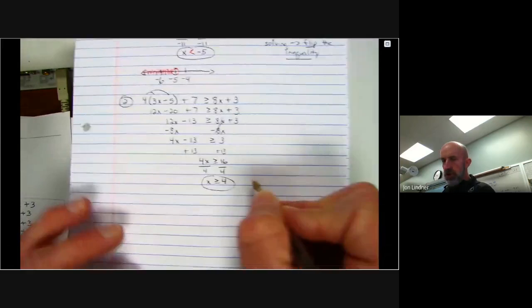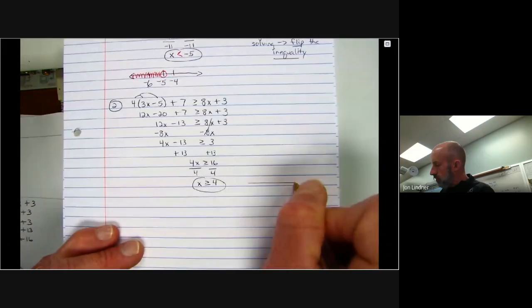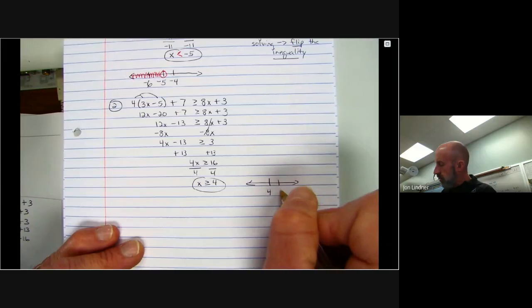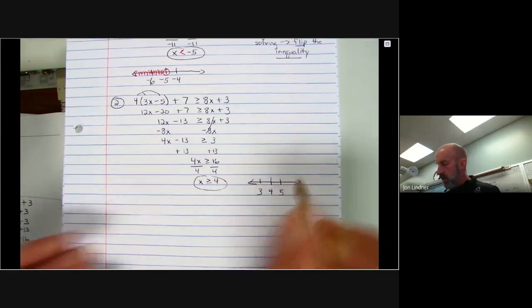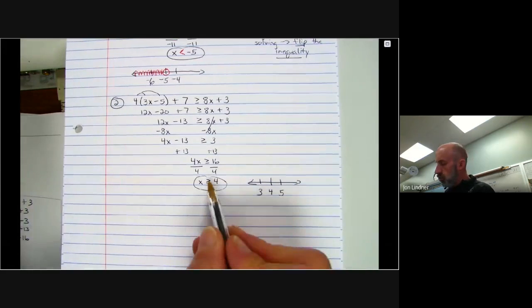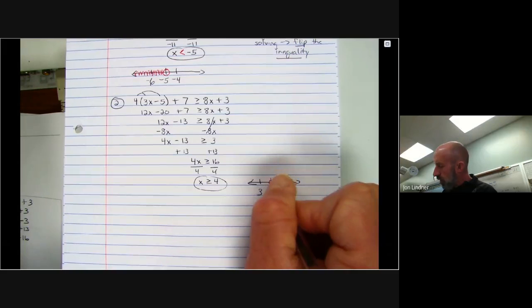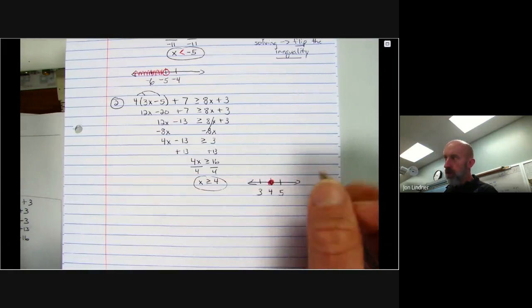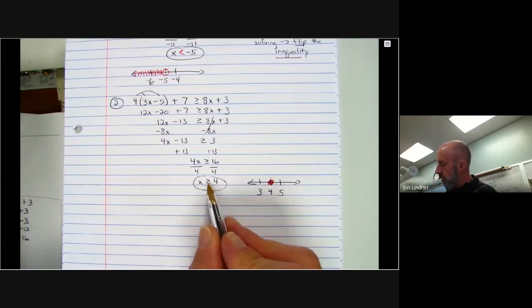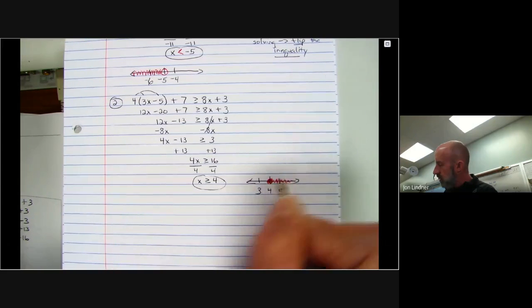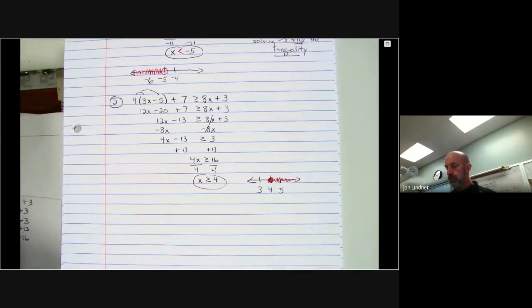Sketching the solution is just as easy as last time. There's 4, here's 5, here's 3. Since it is greater than or equal to, I need to color in the circle this time on 4, and shade to the right since it's greater than.